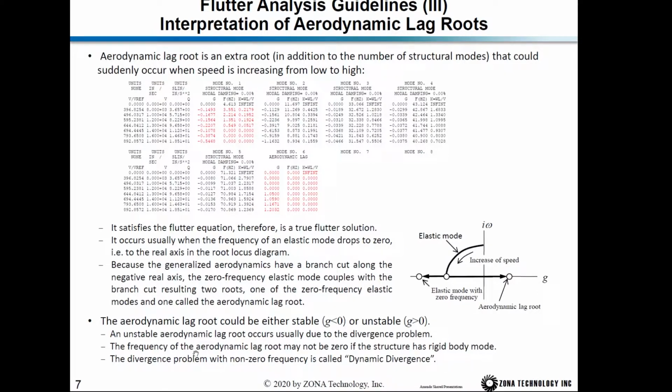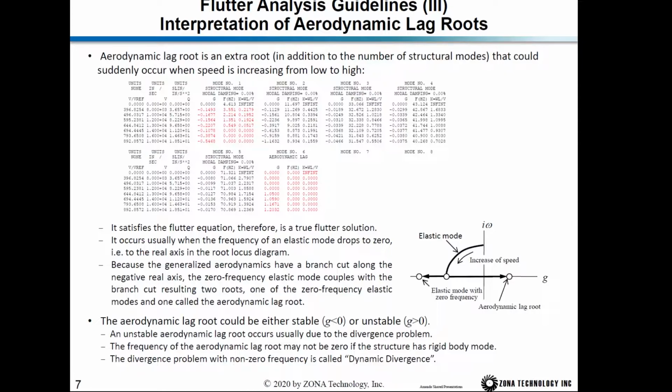The frequency of the aerodynamic lag root may not be 0 if the structure has a rigid body mode. The divergence problem with a non-zero frequency is called dynamic divergence. So whenever you have a rigid body mode and the divergence problem occurs, the frequency may not be 0. If you have a clamped wing, say you are doing wind tunnel testing, once the divergence occurs, the frequency is 0. But if you have a rigid body mode, or a free structure, the frequency may not be exactly 0.